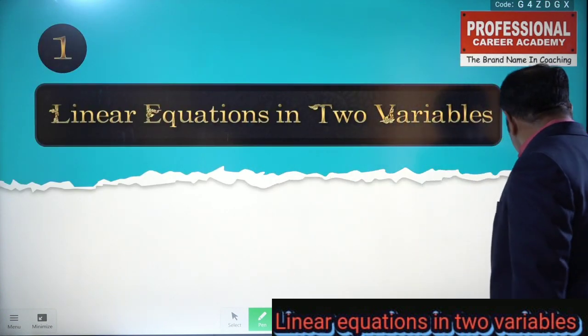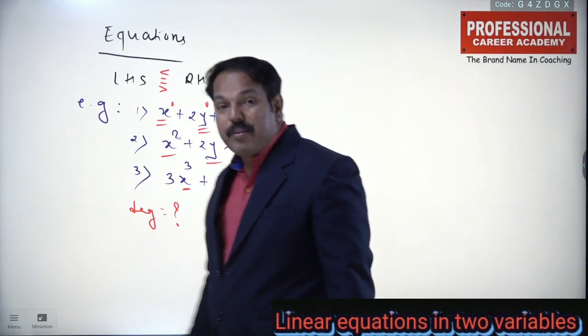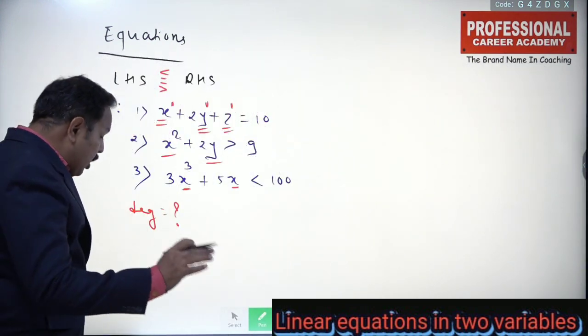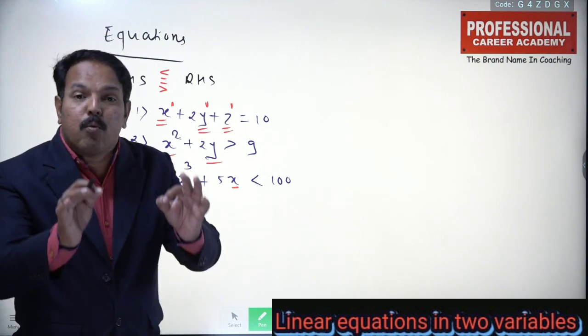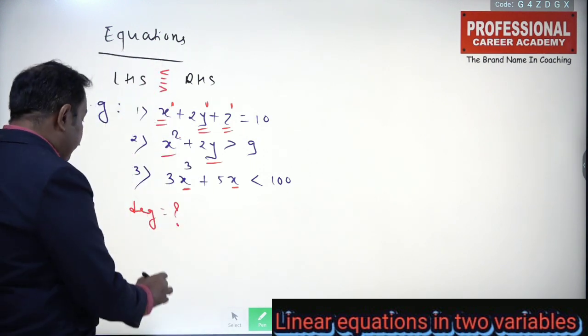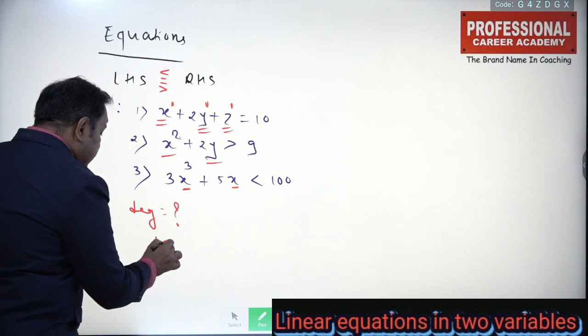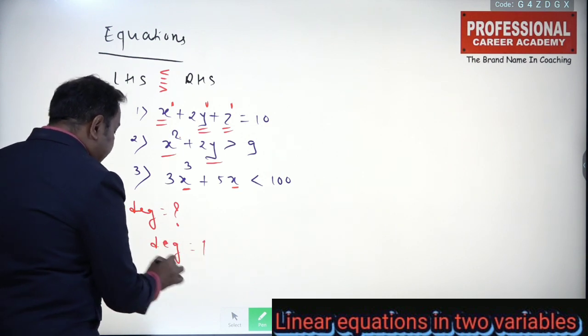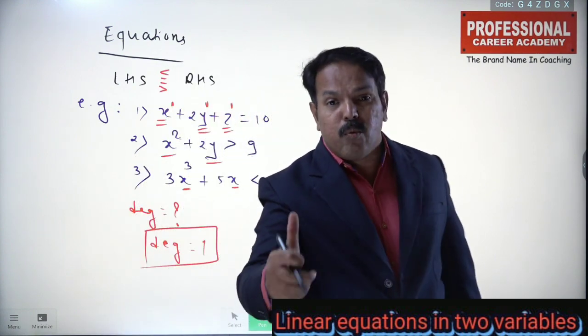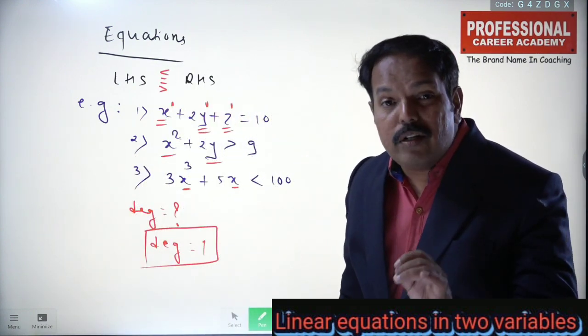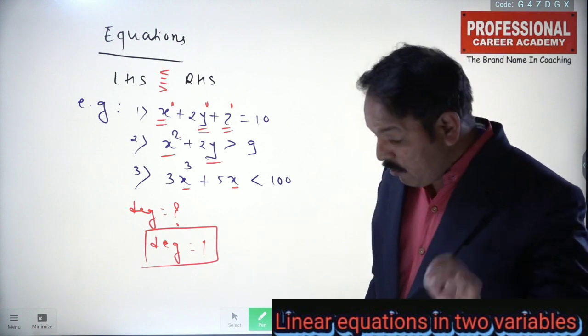So what is the meaning of linear equation? Remember that. An equation whose degree is 1 is called a linear equation. See here, linear equation किसे कहेंगे जिसका डिग्री कितना होता है? 1. Remember, if the degree of equation is 1, such an equation is called a linear equation.